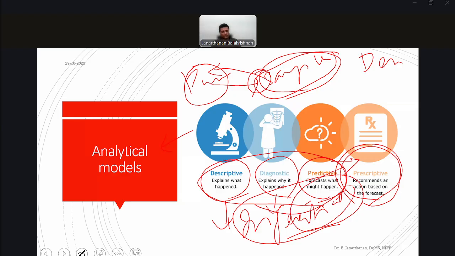You take a doctor, you go to a doctor. The doctor says, for example, I have a cold here. The moment the doctor observes me and says, Jonathan, you have a cold here, that is descriptive. He's only observing me. He's not diagnosing me. Then he takes a thermometer or a BP machine and a stethoscope and he diagnoses me. That is diagnostic. Diagnostic is tools.